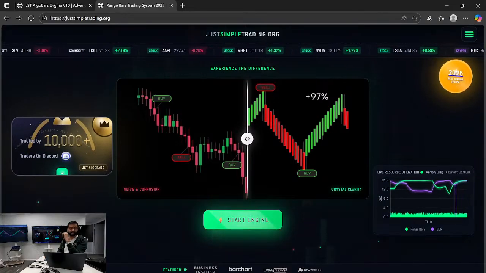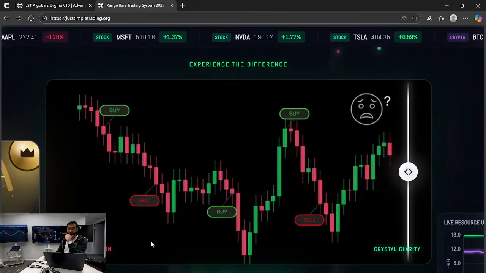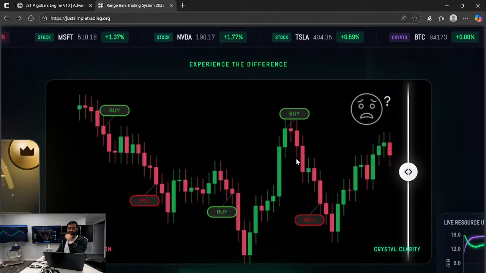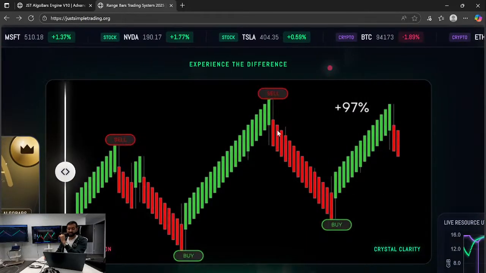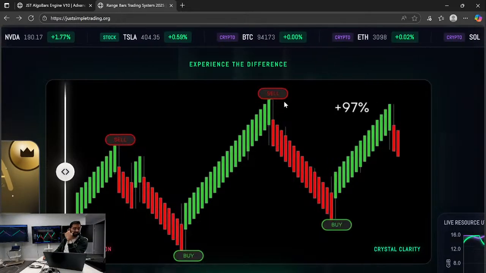You guys can actually see the difference between using our range bar system versus trying to do analysis on these candles, which is not possible. And then you look at the range bars. It's so clean and easy and linear to see exactly what's happening.